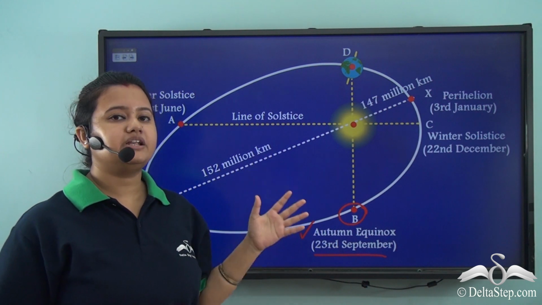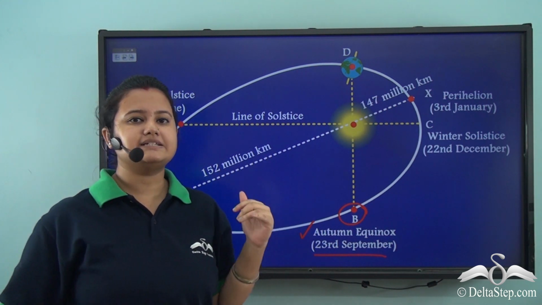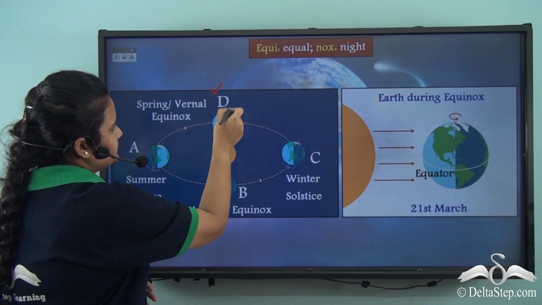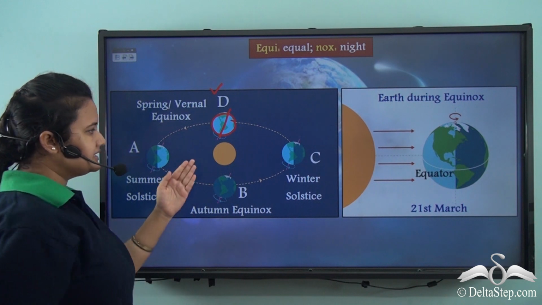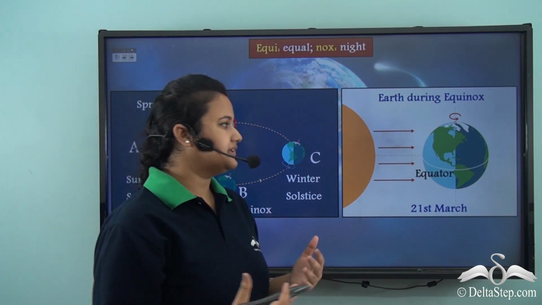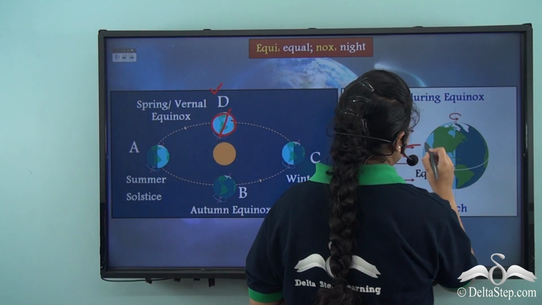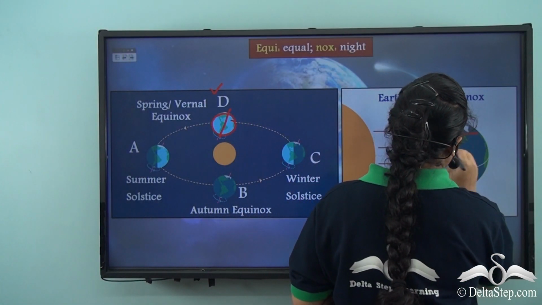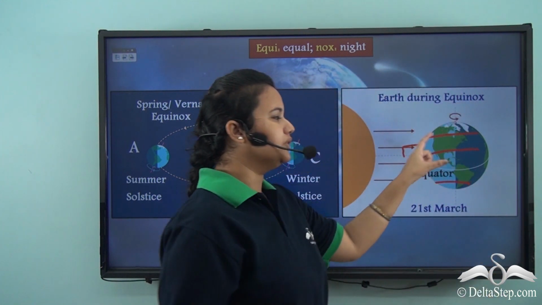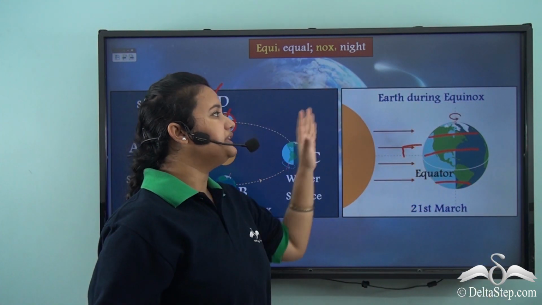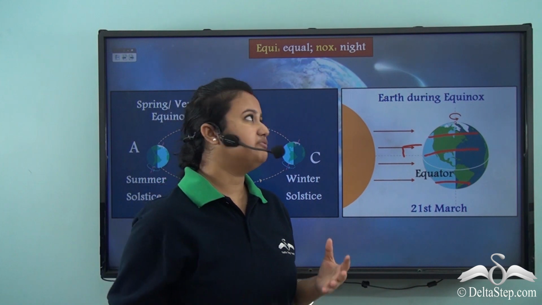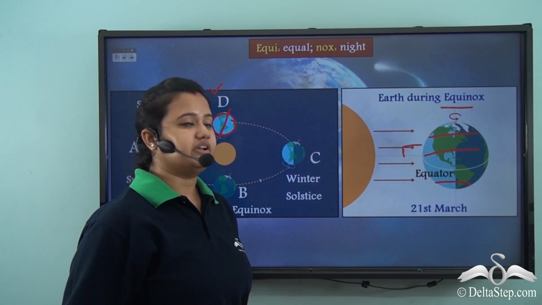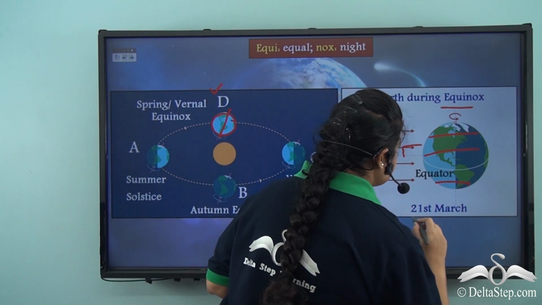Let's find out the condition of the Earth at position D. At position D, again a tilted Earth faces the sun. So again, the sun rays are vertical over the equator. And also the duration of days and nights are equal in both the hemispheres. So this moment of the year is referred to as equinox. And this particular event takes place on 21st March.